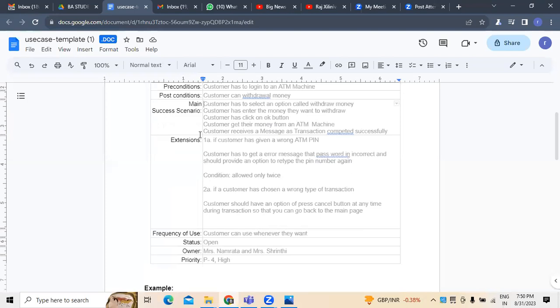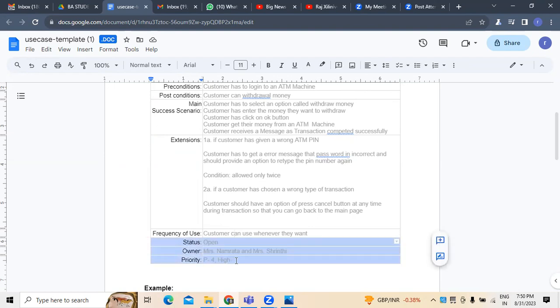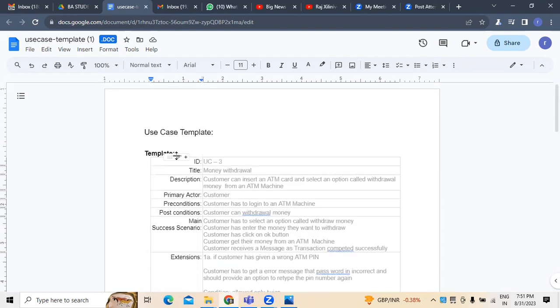Next, how frequently will this functionality be used by the customer? Whenever a customer wants to withdraw, this functionality will be used. Now, these are the three things. You just ignore them as of now. These are not relevant now. This is what we generally call a use case, right? This is what a use case is.